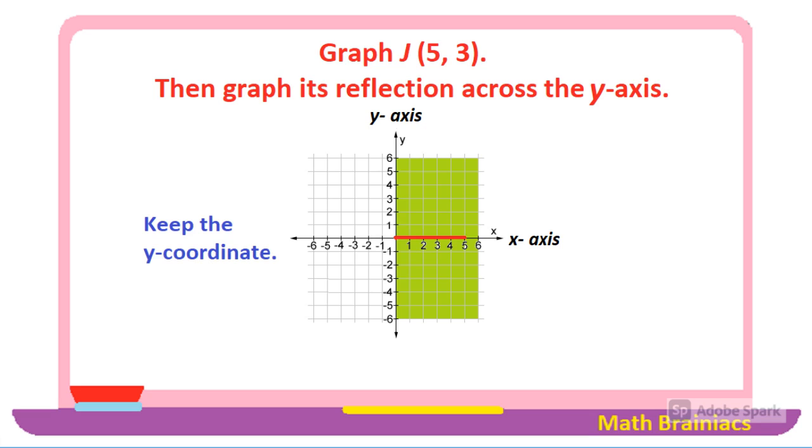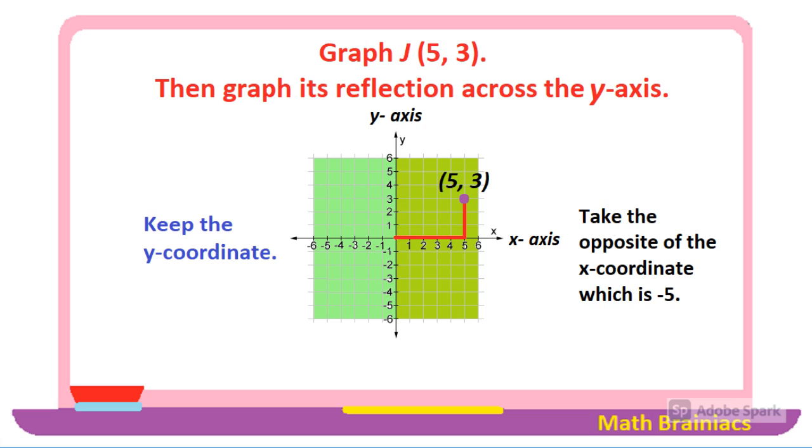Let us graph it. We move 5 units to the right. Then, 3 units up. Since we are going to take the opposite of the x-coordinate, we have 5 as negative 5. Correspondingly, we will move 5 units to the left. Since we are going to keep the y-coordinate, 3 will still be the same. We move 3 units up.